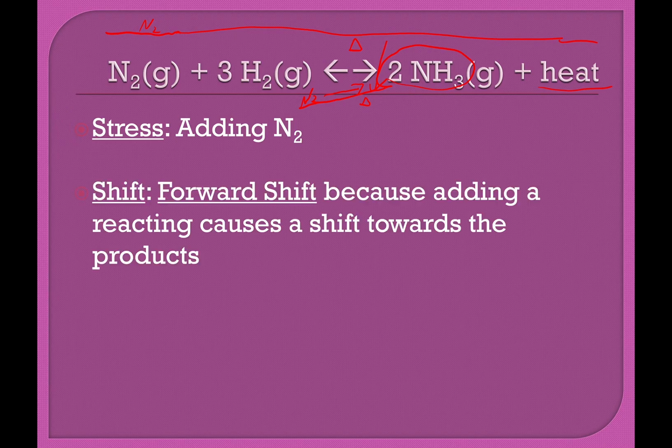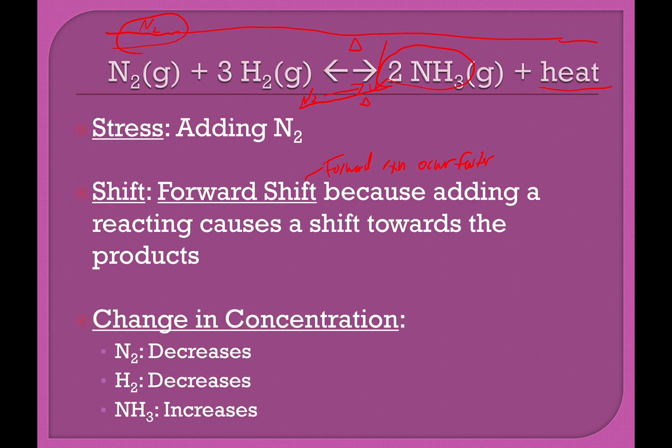Shifting to the right, which we call a forward shift, because if we add a reactant, it's going to cause a shift towards the product. It's going to cause a shift away from the added reactant. And the key here is that this is a forward shift. So forward shift simply means forward reaction. The forward reaction is going to occur faster, because we have more N2 over here, which means more collisions between N2 and H2, which means a greater and faster formation of ammonia.